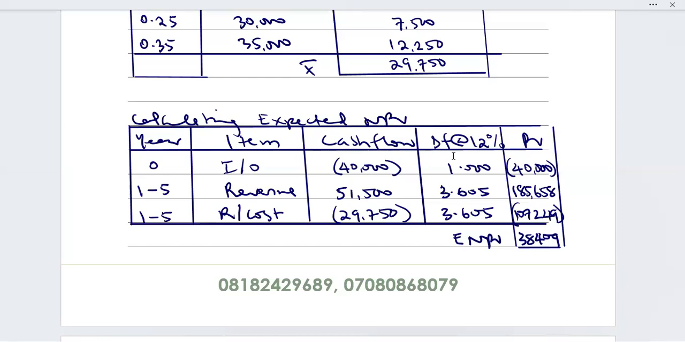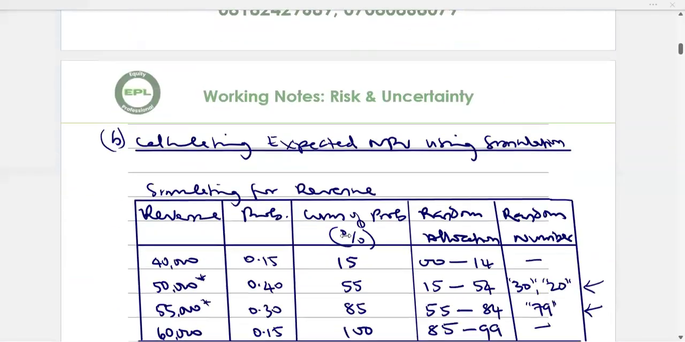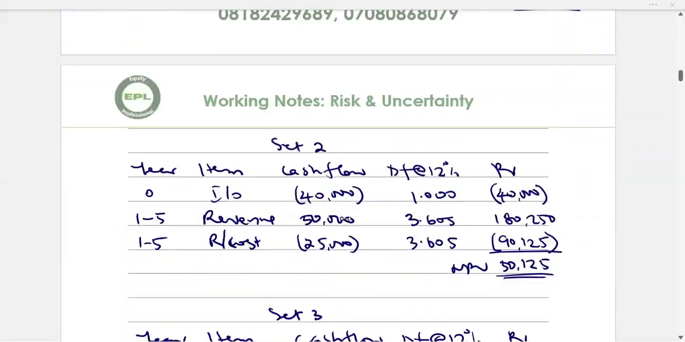Ayodele, Debbie, Elvis, tell me, do you know why they are not the same? The methods are different. Yes, you are correct. Different methods are used to compute the expected NPV, so they can never be the same as a result. Okay, that's the answer.